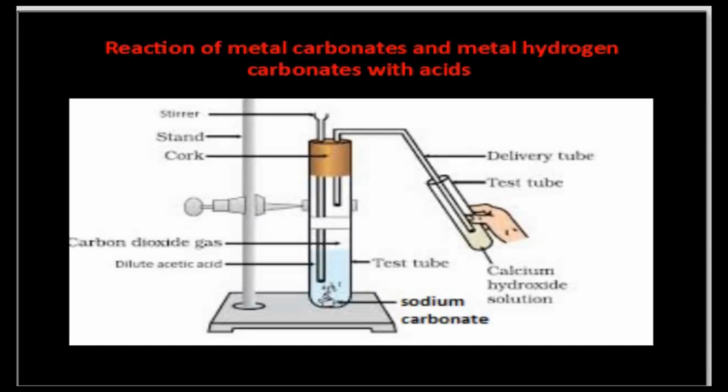You can see the delivery tube in which carbon dioxide is coming out from the test tube. And when it enters into another test tube of calcium hydroxide solution, that is lime water, the carbon dioxide gas turns lime water milky and you will see the white precipitate forming. The white precipitate is settling at the bottom of the test tube, which is limestone, that is calcium carbonate.